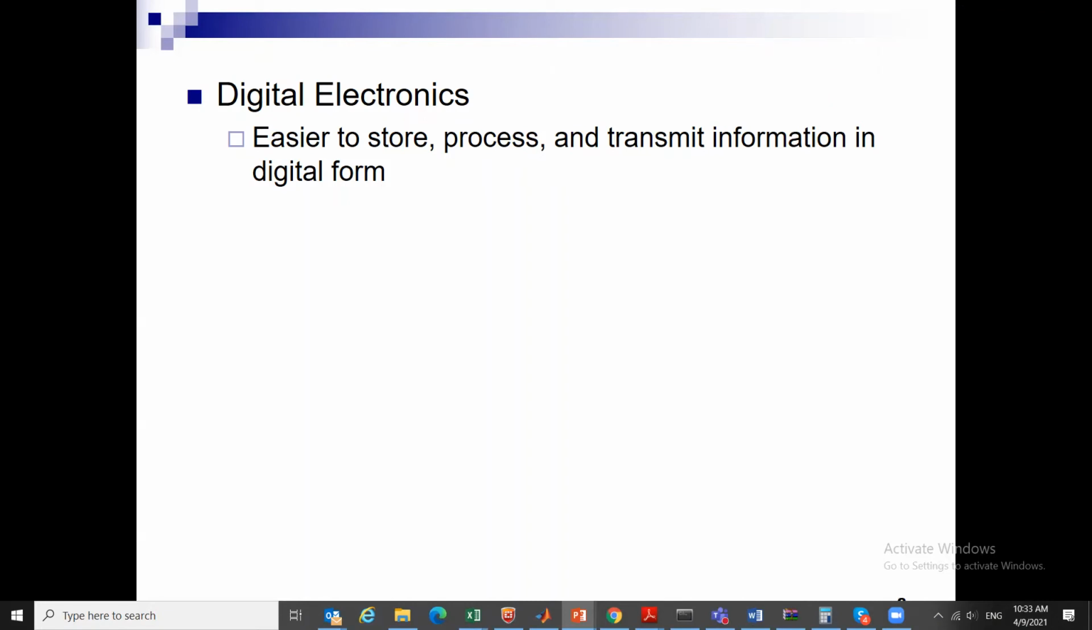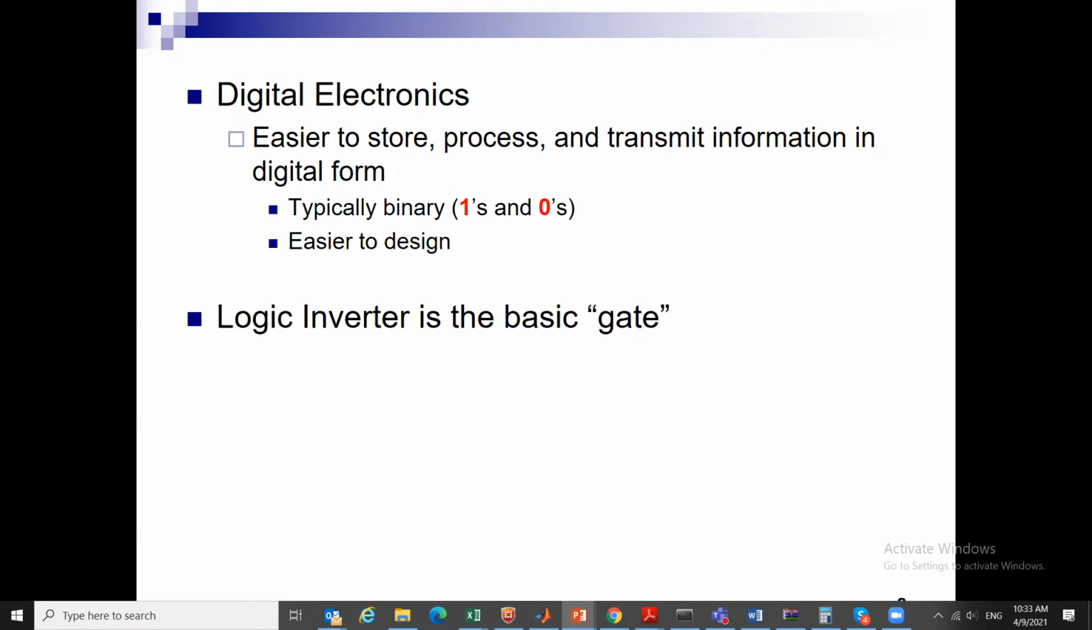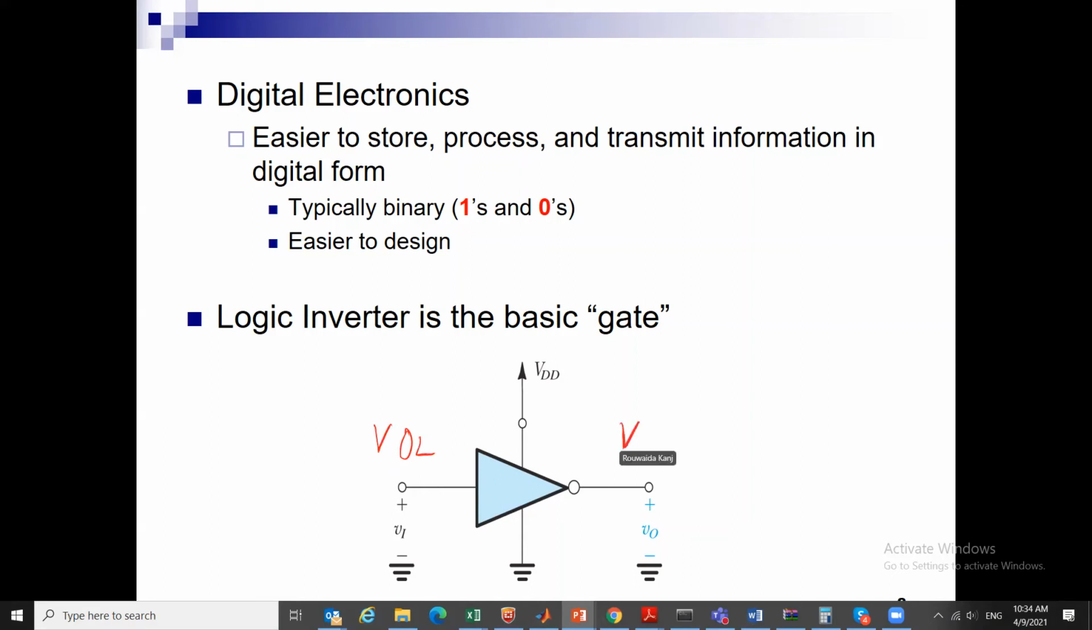And therefore, since we have a binary nature, we need to design logic gates or logic circuits that can operate on this binary type of signals. The logic inverter is the basic gate, which you have seen before in the 310. If I have input 0, output is 1. If I put an input low, I will get an output high, and if I input a high, I will get an output that is low. So it is an inverter block.